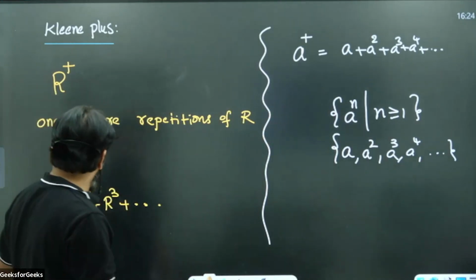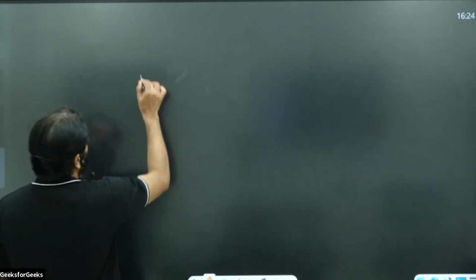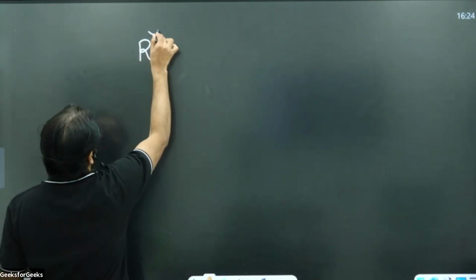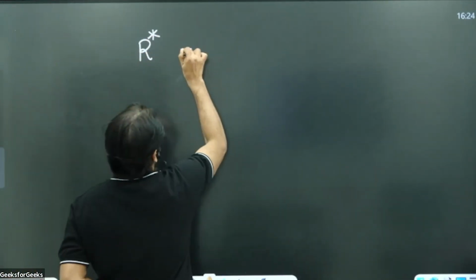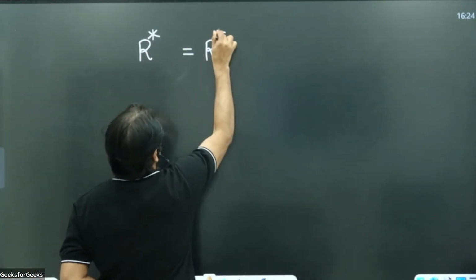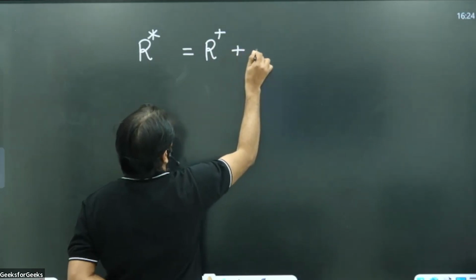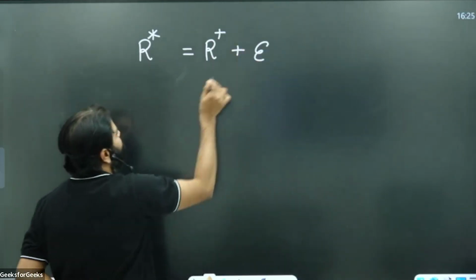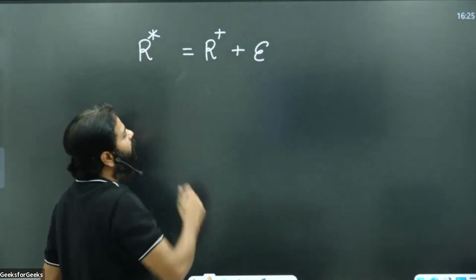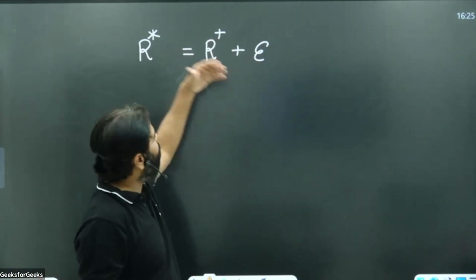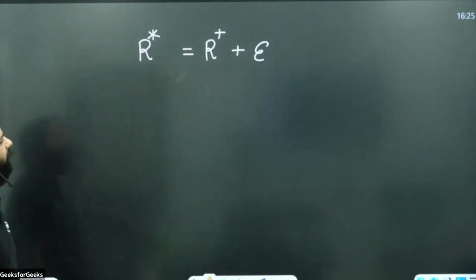Then what is the relationship between R star and R plus? R star and R plus. R star you can represent as R plus union epsilon. Because this epsilon you can say as R power 0, R power 0 additionally with R plus, you will get the same R star. Correct?